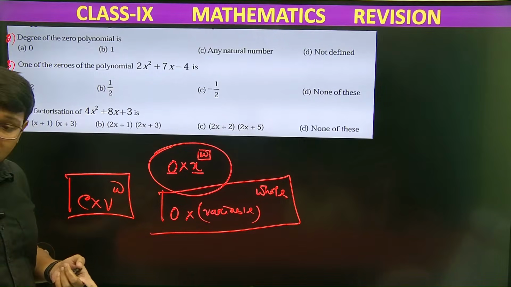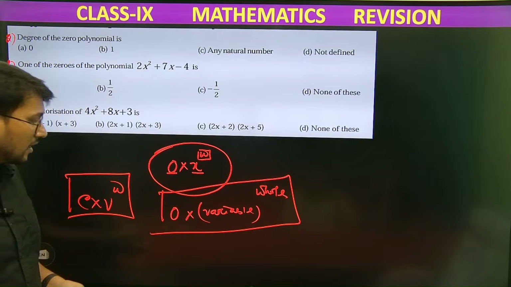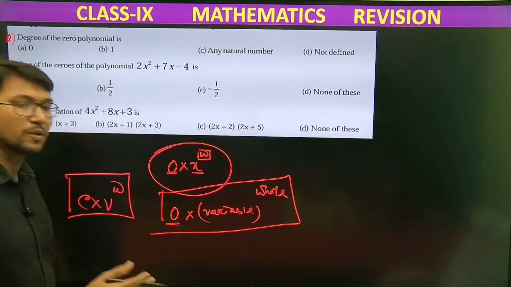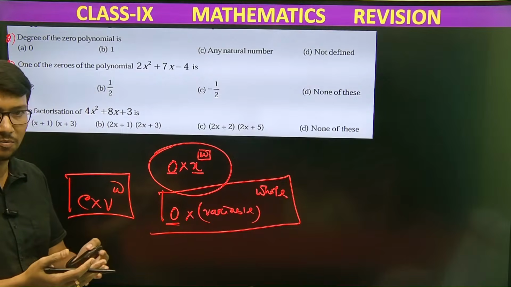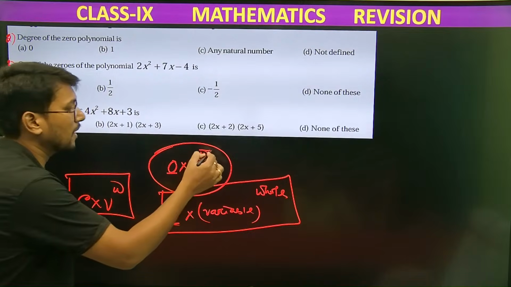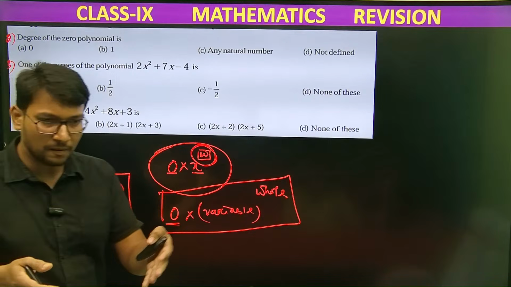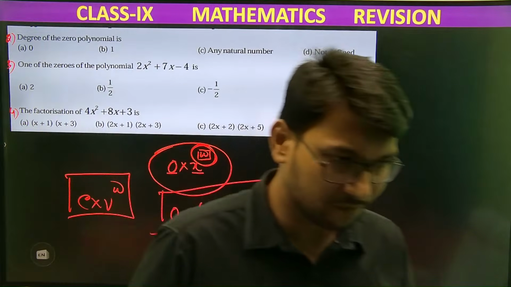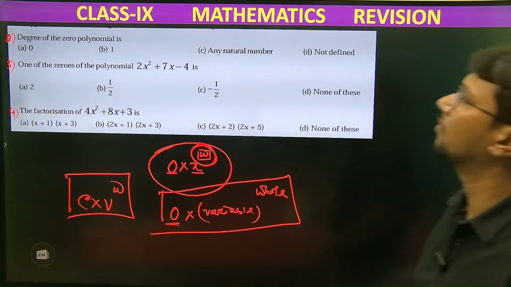But what does zero polynomial mean? Its coefficient, this constant, should be 0. If the constant is 0, the whole term is 0. The whole polynomial will be 0 if it is a zero polynomial. So we cannot determine the power. If we determine the power, then we can find the degree. Understood? Okay, chalo, write it down.